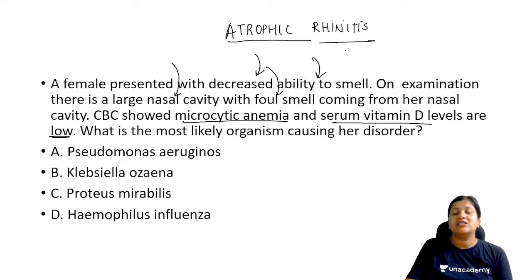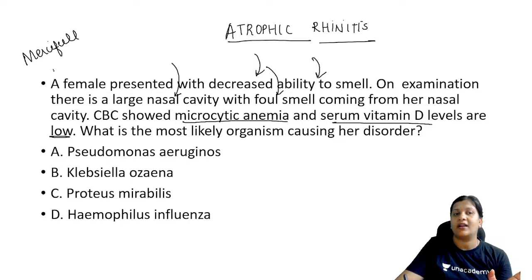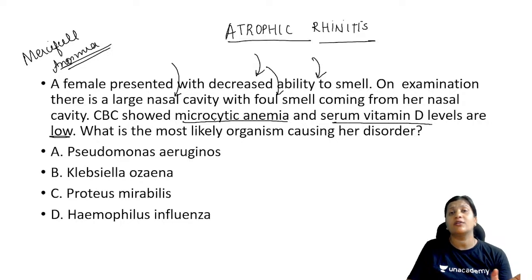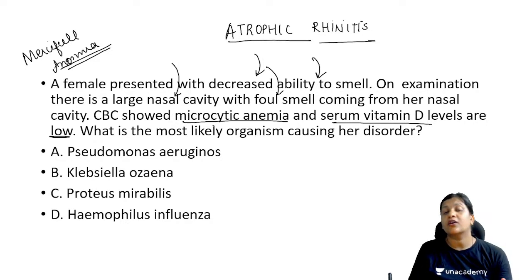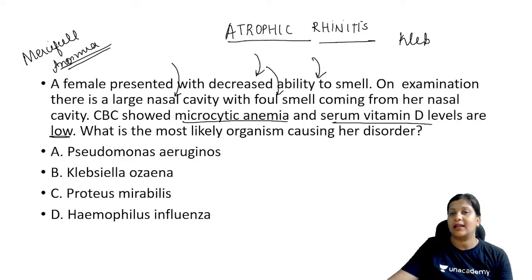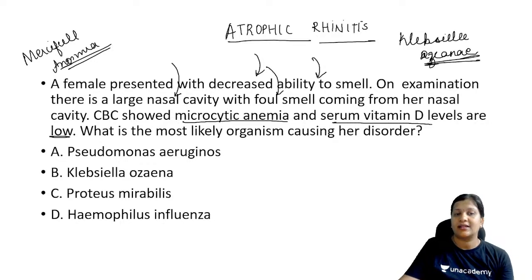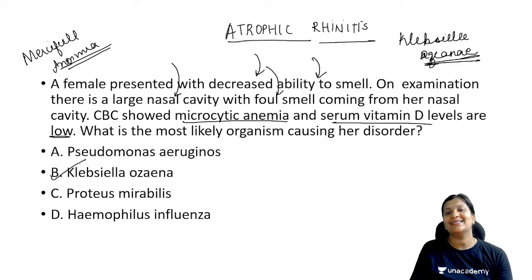And there is a large nasal cavity because everything has gone atrophic. There will be large crusts in the nose and a foul smell coming from the nose, but the patient himself cannot smell it, which we call merciful anosmia. CBC showing microcytic anemia and low vitamin D levels favor the growth of an organism called Klebsiella ozaenae. So Klebsiella ozaenae is the organism responsible for causing this atrophic rhinitis.